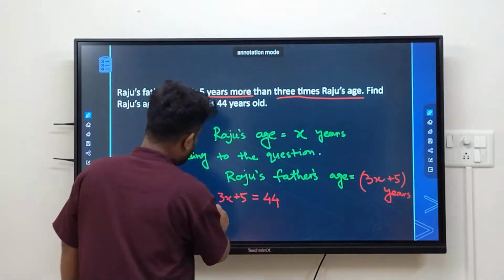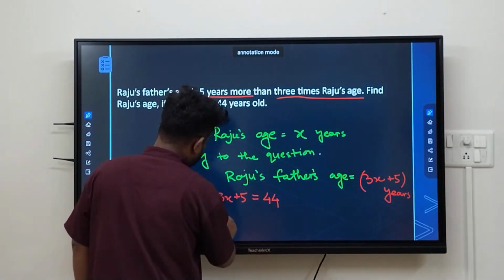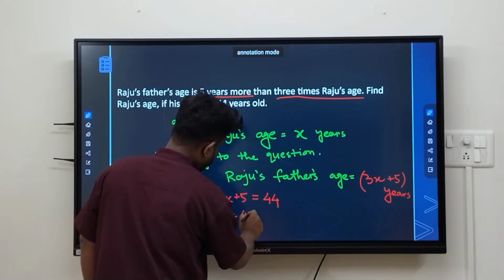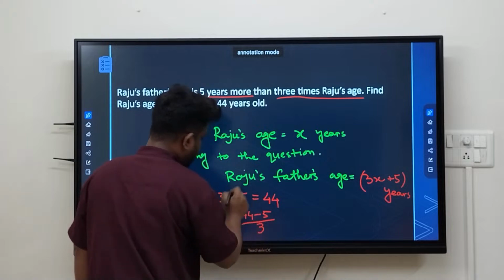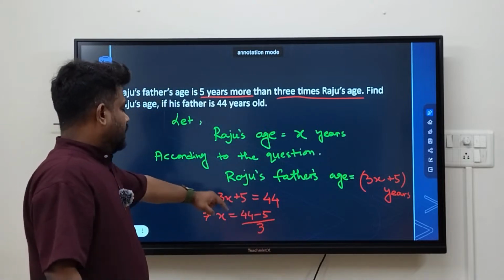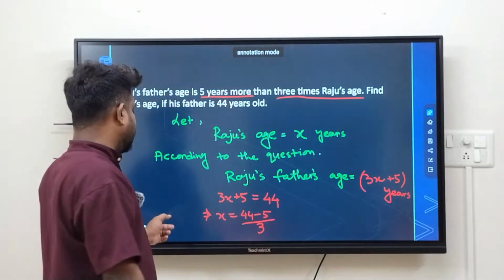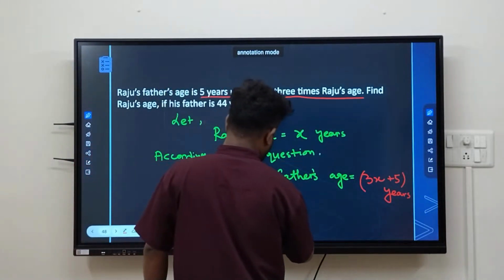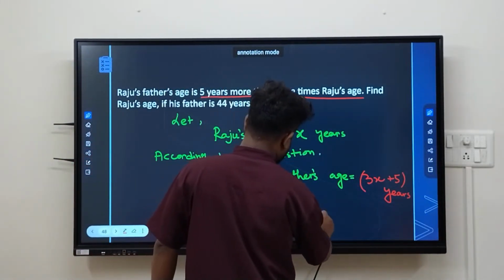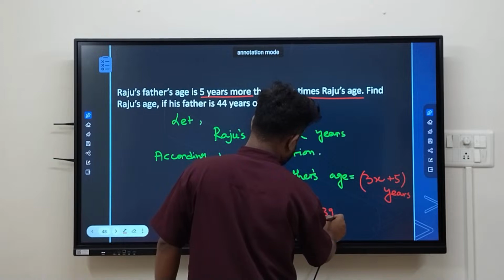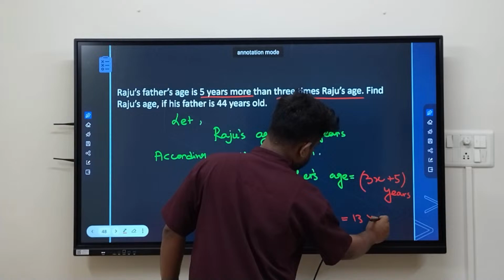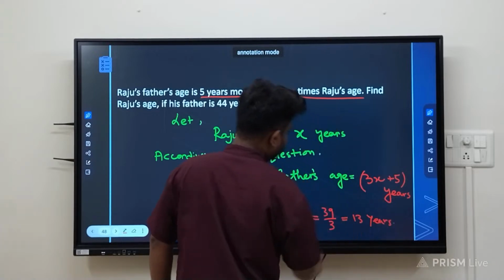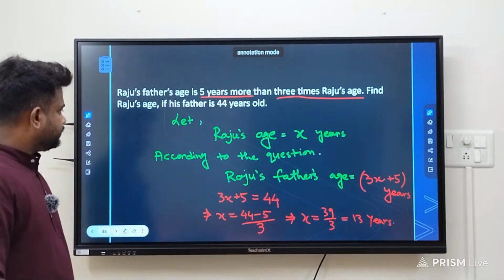Okay, so if we try to solve this, it will be 44 minus 5, and then we divide this by 3, we can write it here like this. So the answer will be x equals 39 by 3 equals 13 years. So Raju's age will be 13 years.